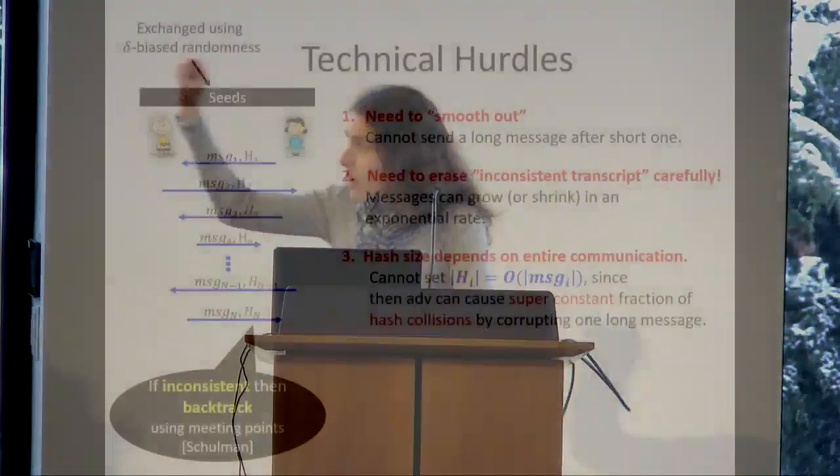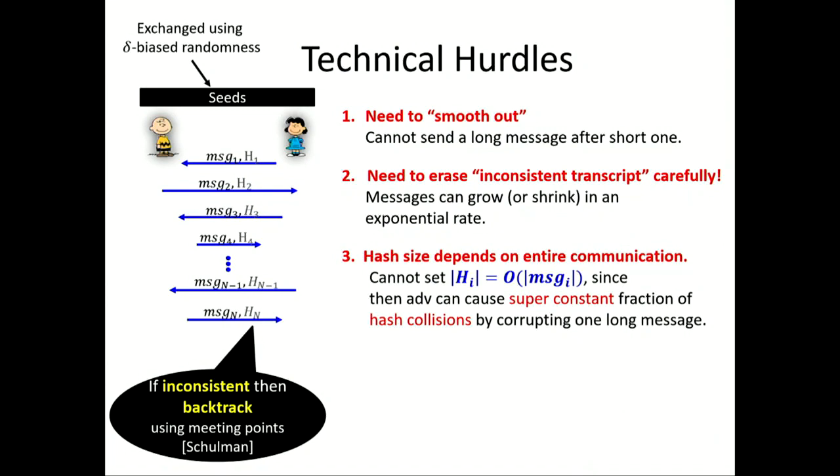Okay, that's another thing. Finally, a really big problem we have is that in prior work, because we don't want to blow up the communication, the hash size is proportional to the message size. It can't be bigger because otherwise the communication will be super constant. So the hash was just proportional to the message size, or constant in the case of bit by bit. Here we can't do that.